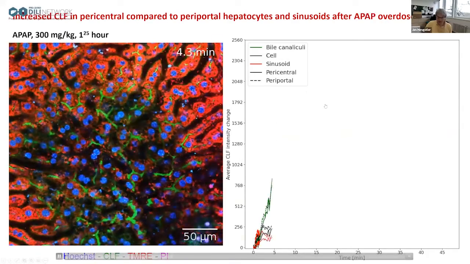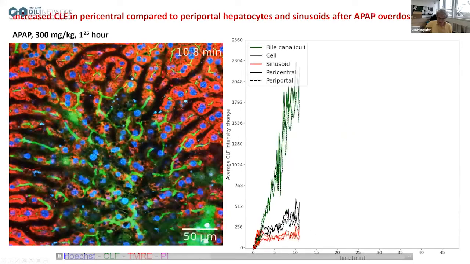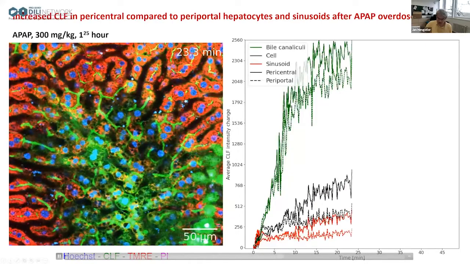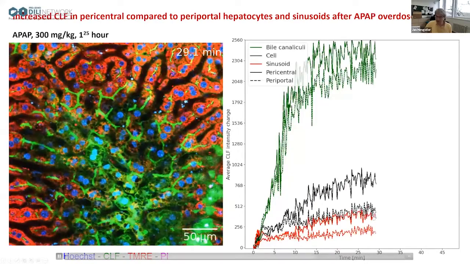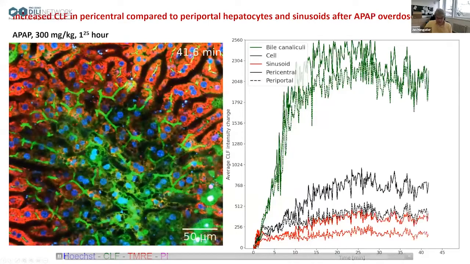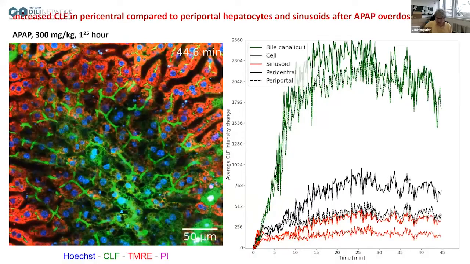Again, the bile canaliculi here, but when you see the red lines in the blood, it stays high much longer. So this means that the clearance from the blood and also the clearance from the hepatocytes is much slower after APAP intoxication. By the way, the upper line is always the pericentral region where there is more APAP-induced damage, and the dotted line is in the periportal region.